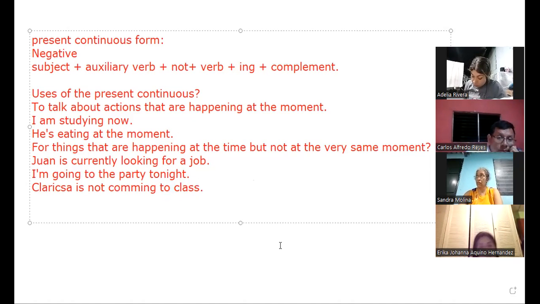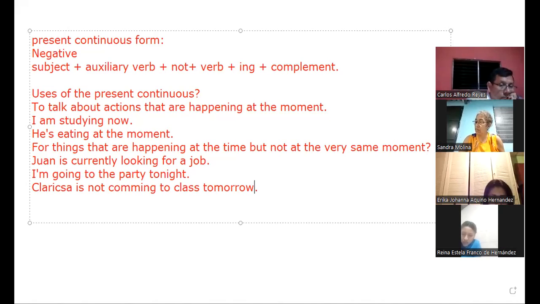Pero aquí, estamos hablando de ahorita, del futuro, de su vida, o de qué estamos hablando. Entonces tenemos que hacer la diferencia con el time maker, tomorrow. Yeah, tomorrow. Con el tomorrow ahí está el time maker. Time maker.